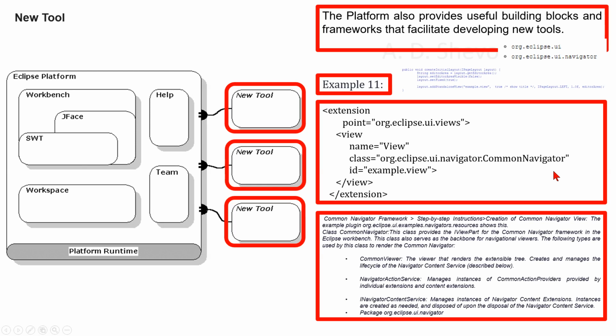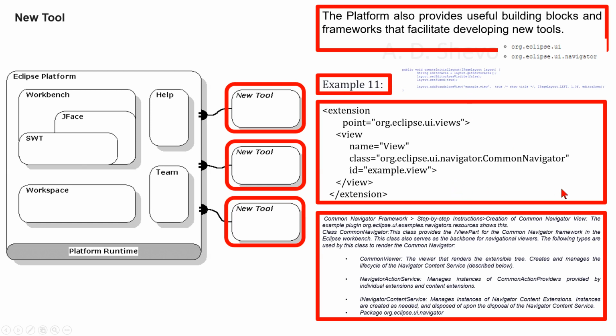CommonViewer, the viewer that renders the extensible tree, creates and manages the lifecycle of the Navigator content service. NavigatorActionService manages the instances of common action providers provided by individual extensions and content extensions. INavigatorContentService manages instances of Navigator content extensions. Instances are created as needed and disposed of upon the disposal of the NavigatorContentService. This is in the package org.eclipse.ui.navigator.